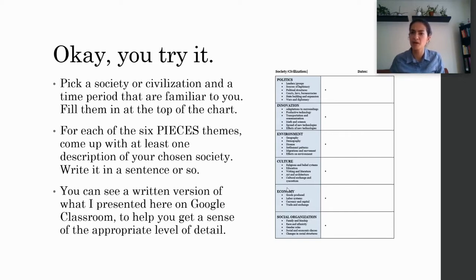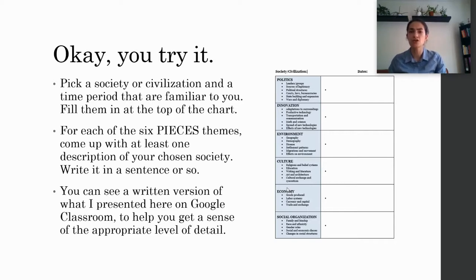You see some blanks there. And then just come up with one descriptive example from each category. So tell me one thing about the politics of the United States in the 21st century. Tell me one thing about the ways in which humans interact with the environment in the 21st century United States, and just put those in those empty boxes in a sentence or so. In the document that's posted on Google Classroom, you can also scroll down to the second page and see some more detailed question prompts for each of the six themes if you're having trouble coming up with an example that fits into that category.